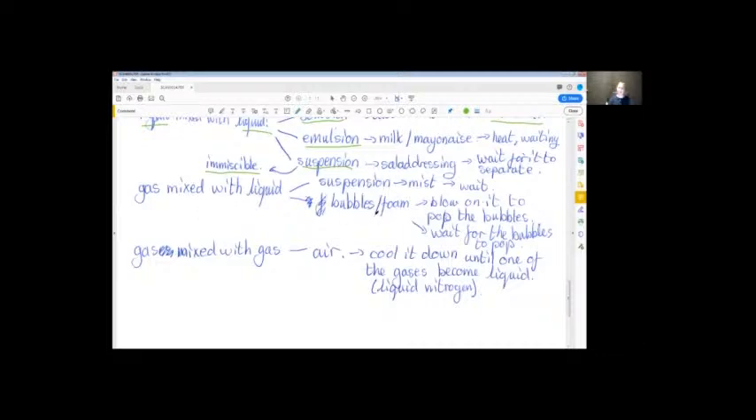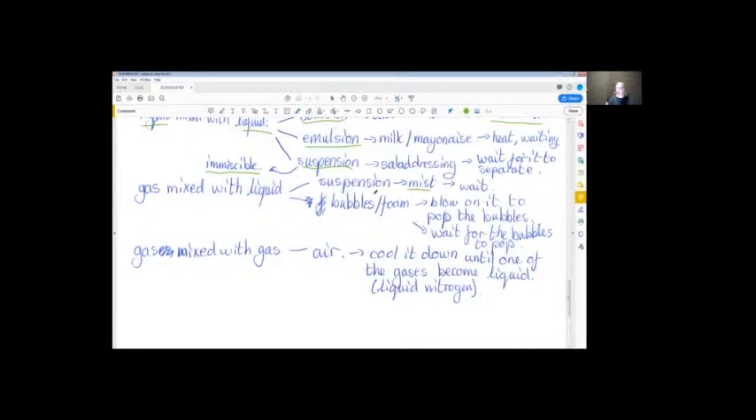So gases mixed with liquids. Here we get two kinds. We have something like a suspension, which is like mist. You've got tiny little water droplets suspended inside this big gas mixture. So mist or clouds. Clouds is a very good example of a gas and a liquid mixed.